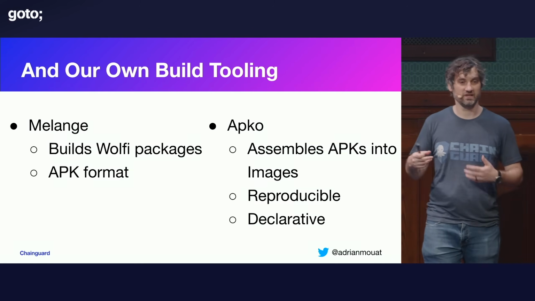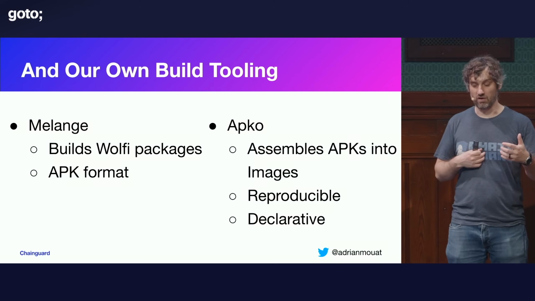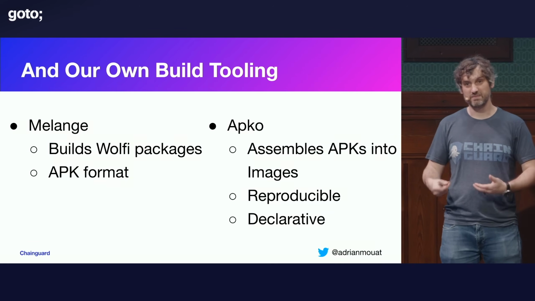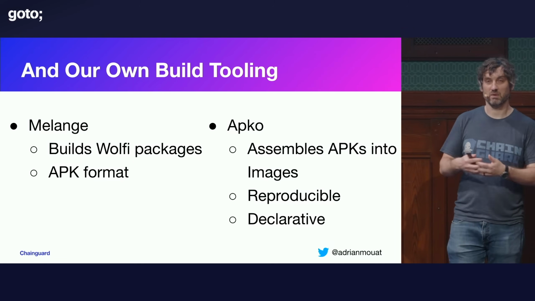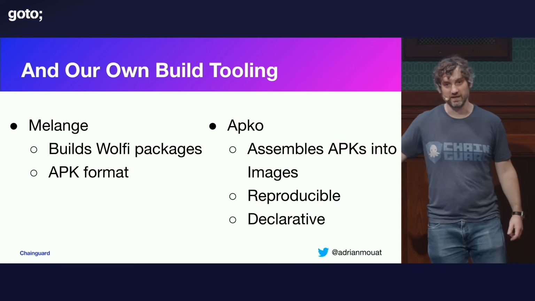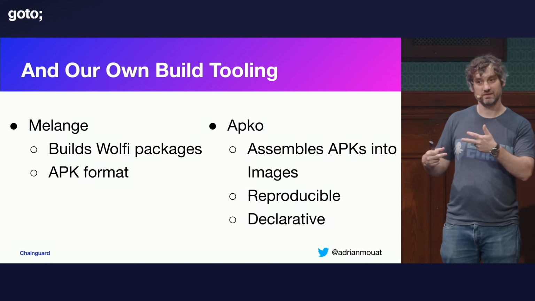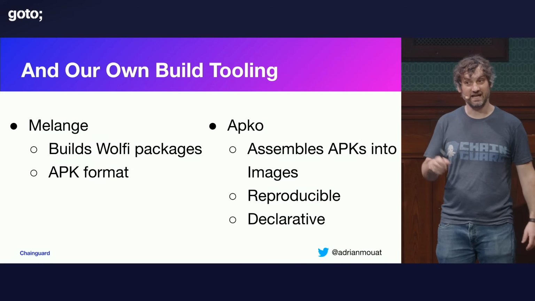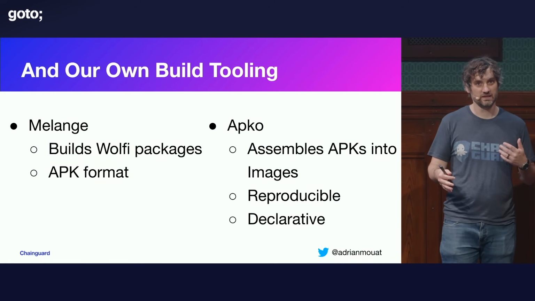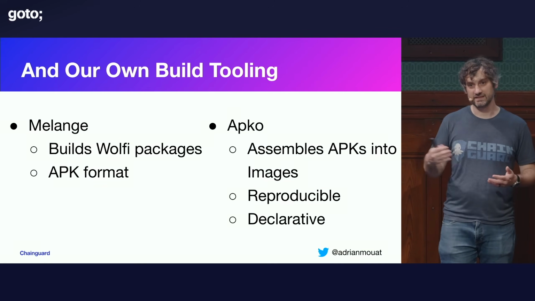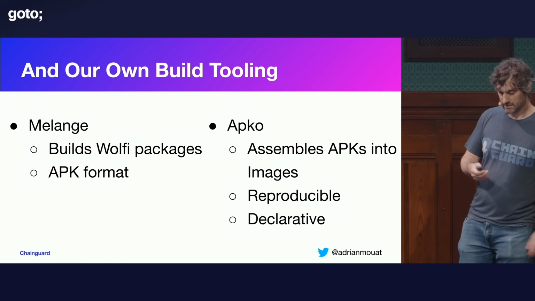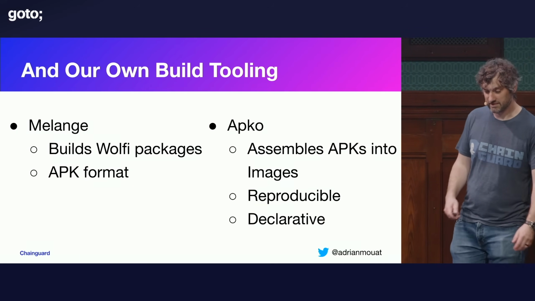All apko really does is take a list of APKs and compile them into an image. And because it's simpler, it's much easier to make it reproducible. So if you run apko twice, you'll get the same tarball out, down to the binary level, which is actually something relatively hard to do in Docker. You have to try and control timestamps and build IDs and things like that, but that comes out of the box with apko. It's also declarative YAML. Everybody loves YAML.